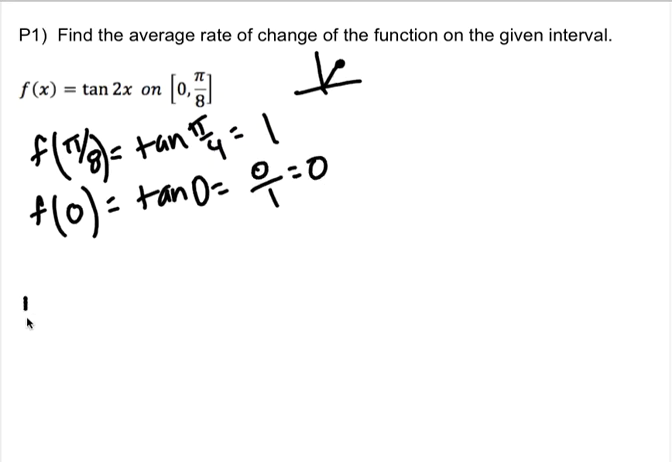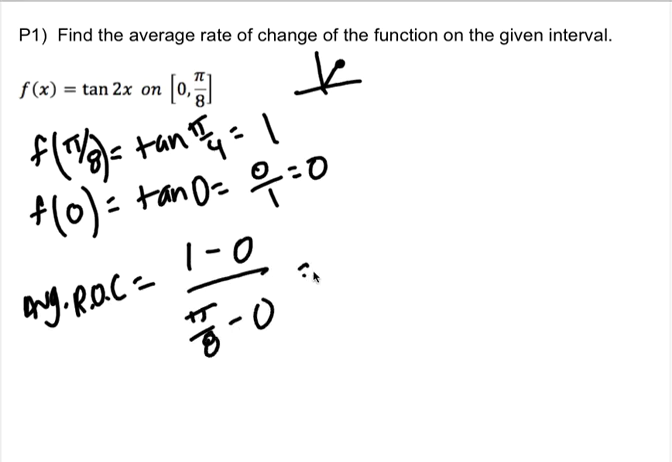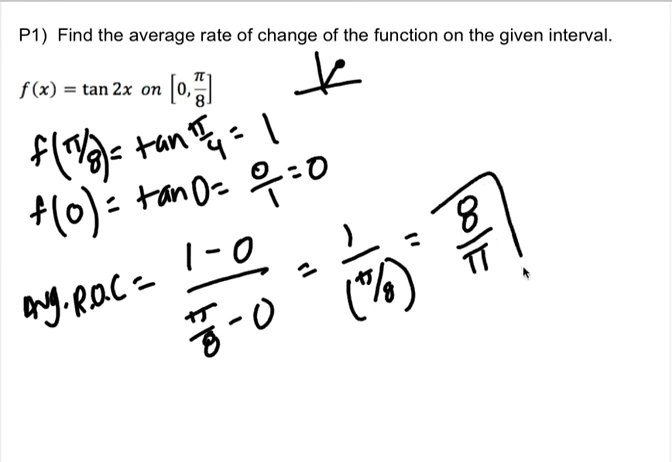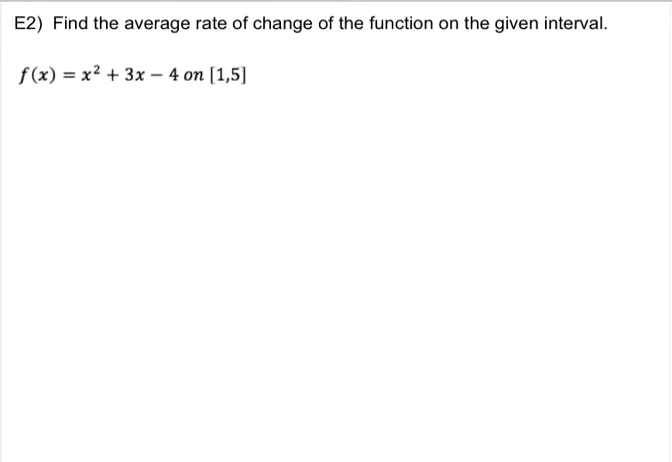So that means that my average rate of change is going to be y minus the y value over my x minus my x value. So I seem to get a 1 over pi over 8. When I flip the denominator, right, to multiply by its reciprocal, I end up with an 8 over pi. All right, moving on. Cool.